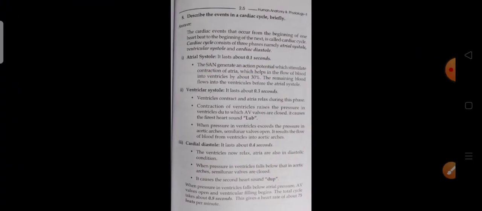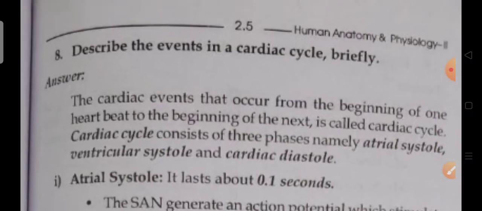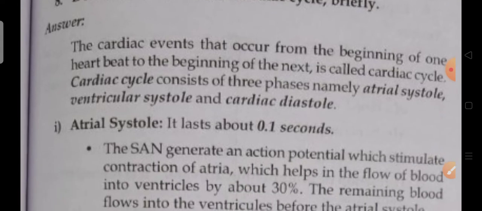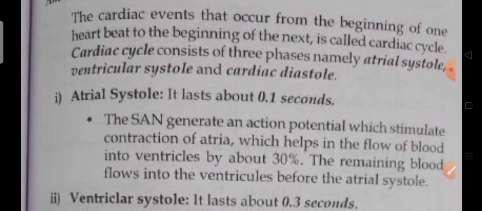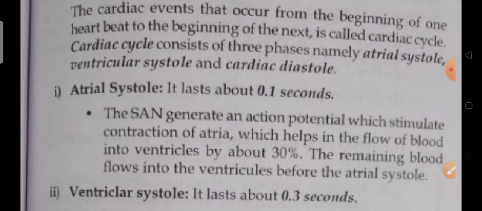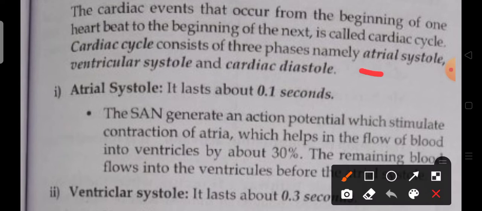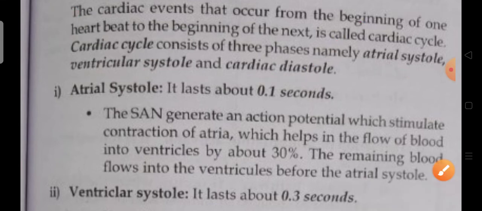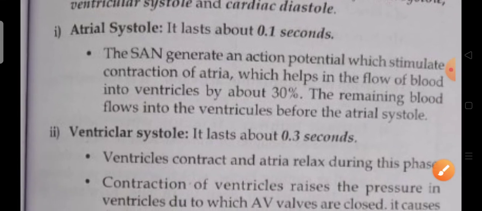Next, coming to describe the events in a cardiac cycle briefly. I already told you, the cardiac cycle means the beginning of one heartbeat to the beginning of the next. It is known as the cardiac cycle, consisting of 3 phases: atrial systole, ventricular systole, cardiac diastole. The cardiac cycle has 3 phases.